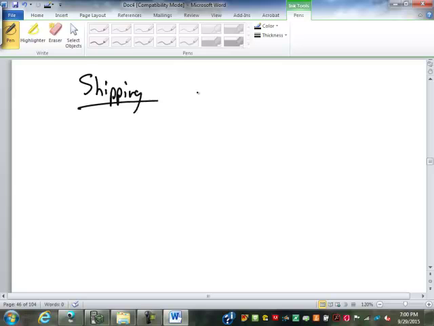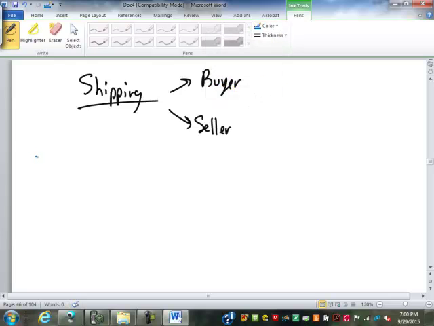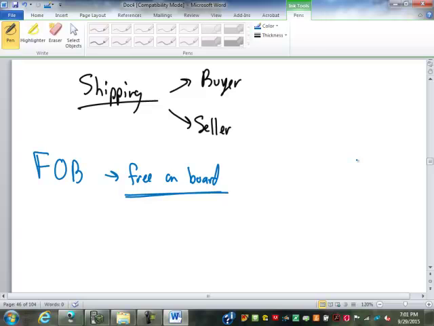Shipping can be paid for by either the buyer or the seller. Now, there are some terms that tell us which one. One of those terms is FOB, which stands for free on board. FOB specifies, and this is a little confusing, which person does not pay.